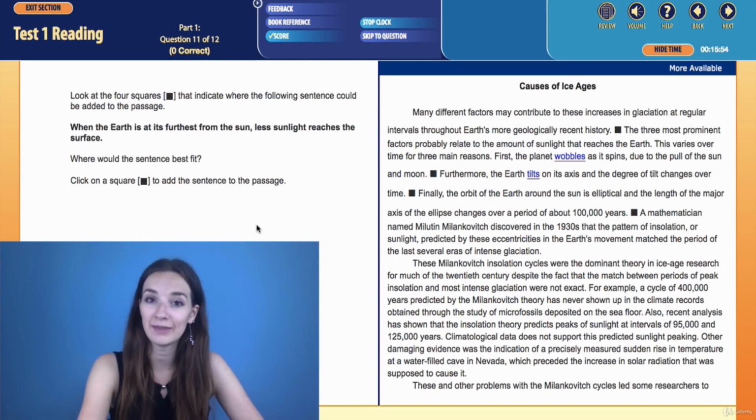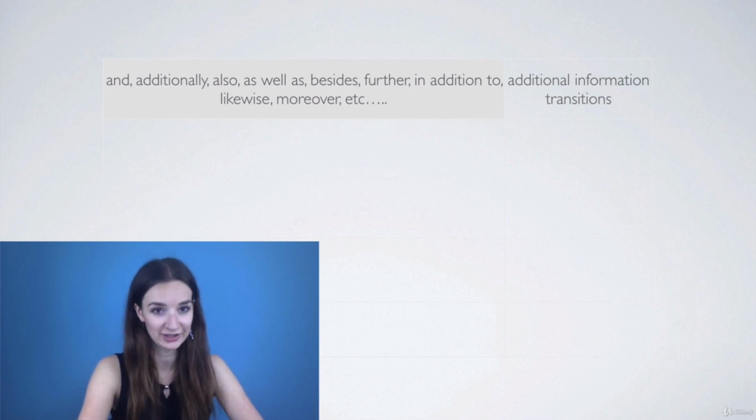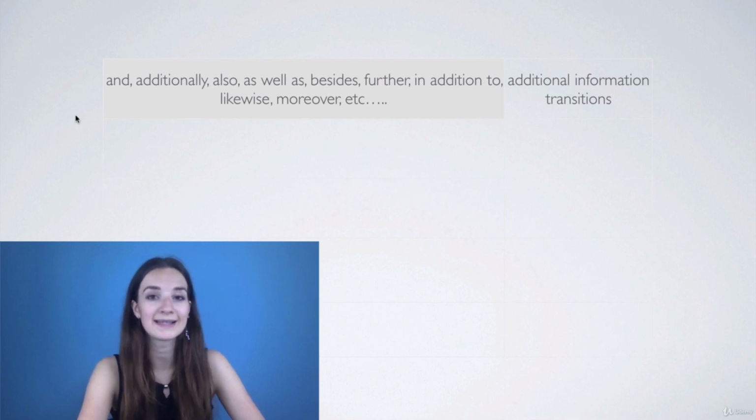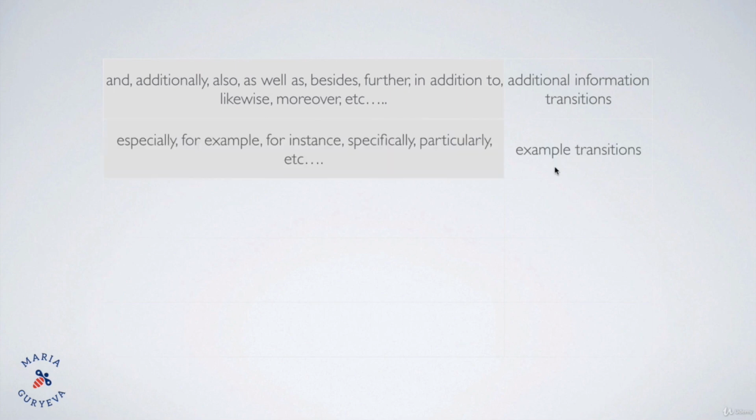So let's have a look at some of the transitions. The first transitions I want to talk to you about are additional information transitions. And these are, for example, such words as and, additionally, also, as well as, besides, further, in addition to, likewise, moreover, etc. So if you see these transitions, it means that after them, there will be additional information, all right? The next transitions are example transitions, such as especially, for example, for instance, specifically, particularly, etc. So if you see one of those words, then it means that this sentence is about the examples. So you need to know what is the logical place for examples, right?